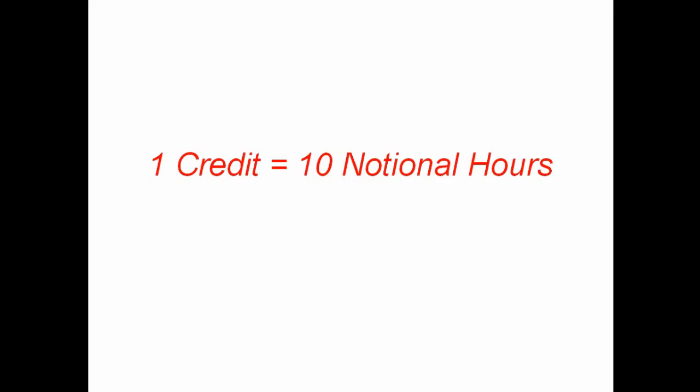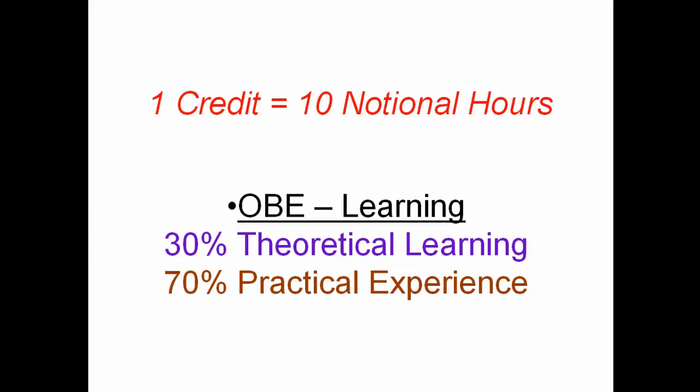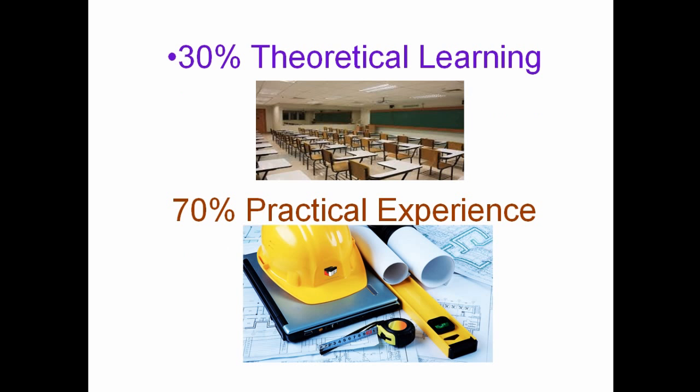Our second important point. We also know that OBE, or outcome-based education, is based on 30% theoretical learning and 70% practical experience. This means that 30% theoretical learning means, in the classroom and self-study, whereas the 70% practical learning is workplace or practical experience. This you will get by working at an organization, or for example physically doing the job.